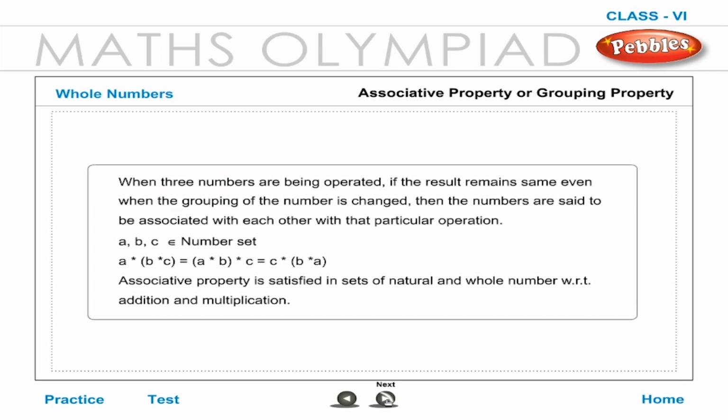Associative property or grouping property. When three numbers are being operated, if the result remains the same even when the grouping of the numbers is changed, then the numbers are said to be associative with that particular operation. If a, b, c belong to the number set, then (a * b) * c is equal to a * (b * c). The associative property is satisfied in sets of natural and whole numbers with reference to addition and multiplication.